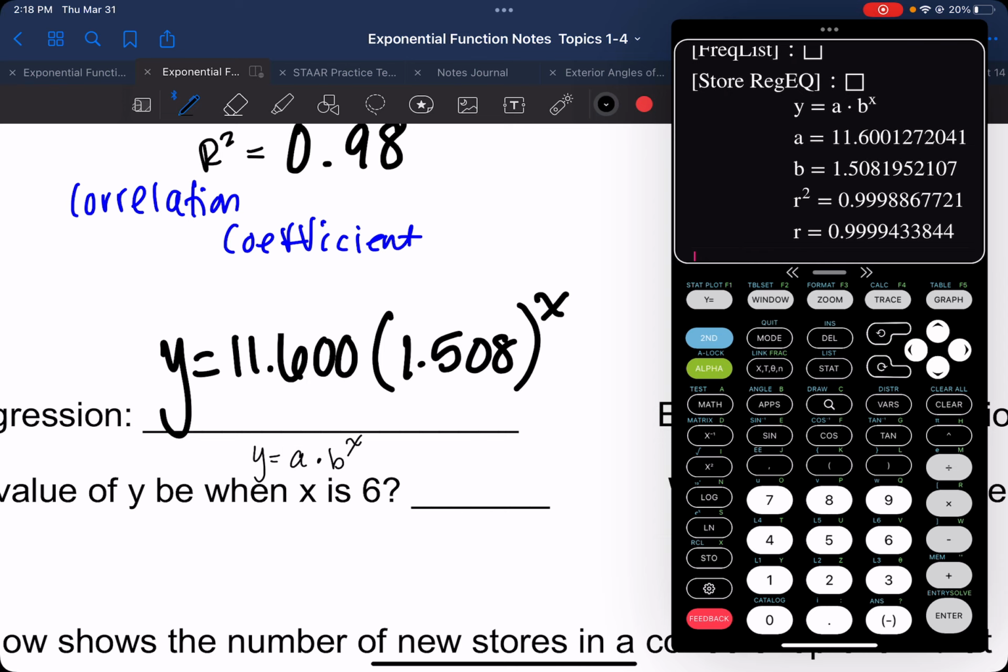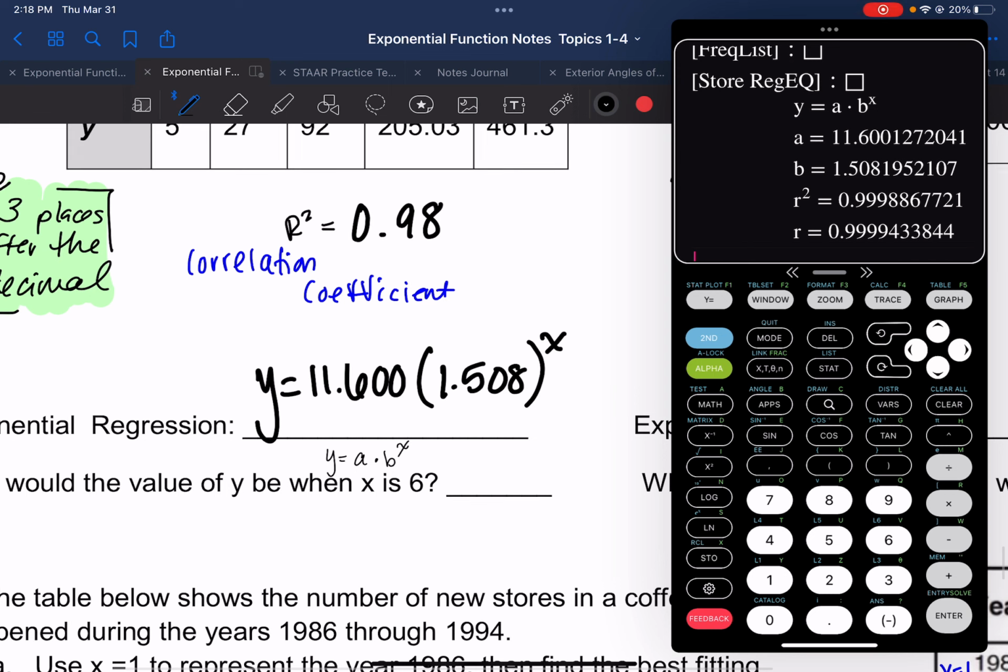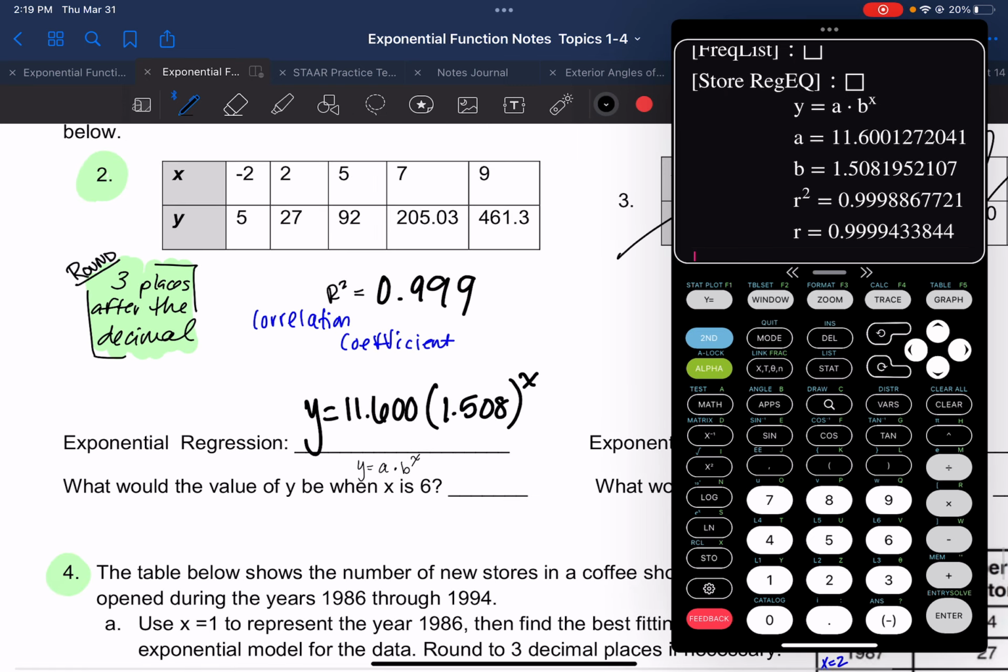All right, now that we have this, your correlation coefficient has changed too, right? This is even better than what we have: 0.999. Damn, that's very close to 1, so that's what we want. This is a very reliable function model. All right, now what do we need to do? We need to figure out what your y value would be when x is 6. So we're going to take 6, plug it in here, and then find out.